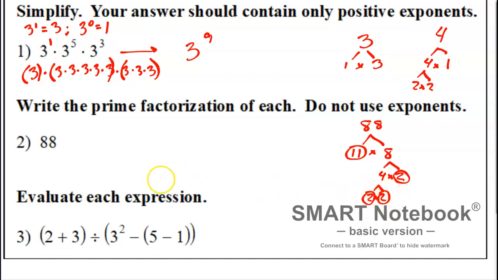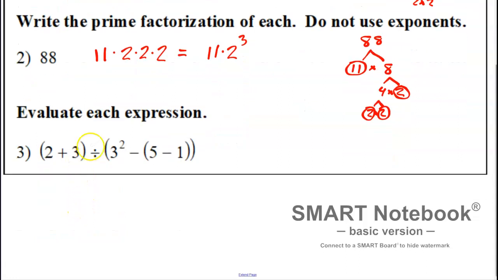So when it comes to writing the prime factorization of each number, as you guys will practice in class, you will use this tree, and if you circle them, it'll make your life very easy. We can just put 11 times 2 times 2 times 2. And if you guys are comfortable with the exponents, you can write it as 11 times 2 to the third.